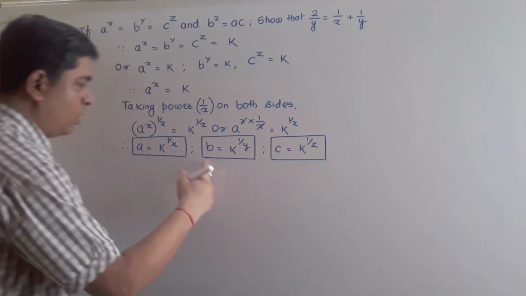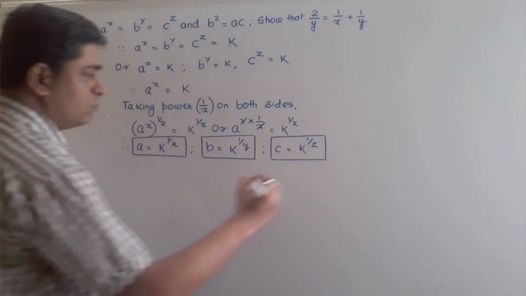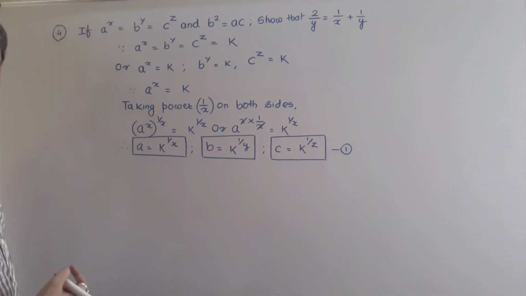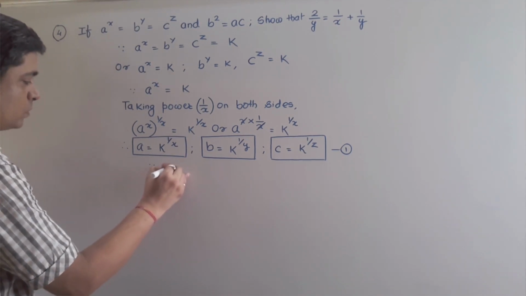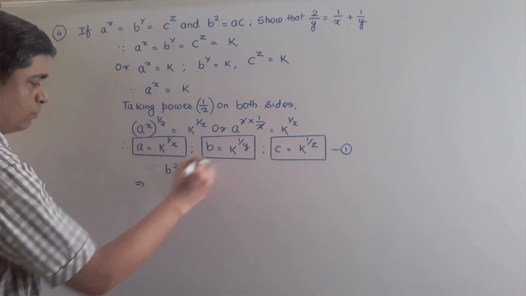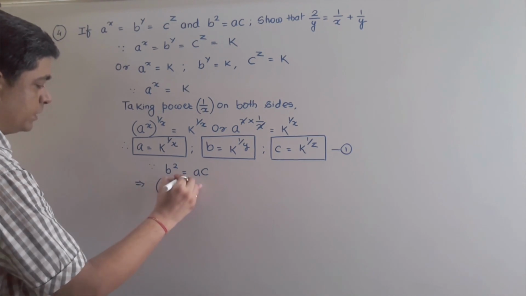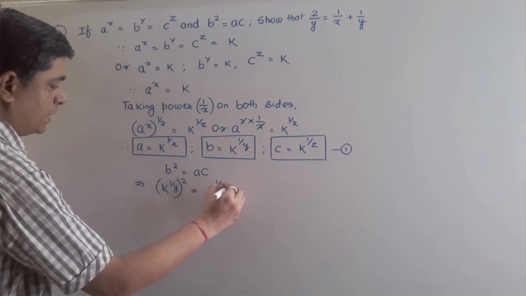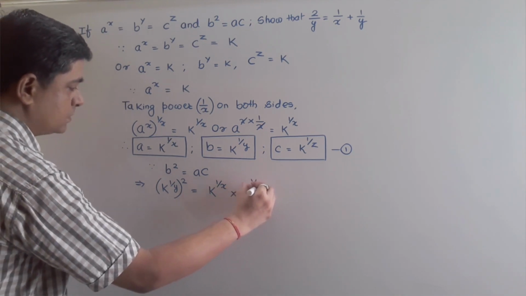Now these all three values I will put in the second equation given to me. This I can say is equation number 1. Combining all three, I am supposing equation number 1. So since b square is equal to ac, put the value of b. The value of b is k to the power 1 upon y whole power 2, is equal to a value k to the power 1 upon x into c value k to the power 1 upon z.